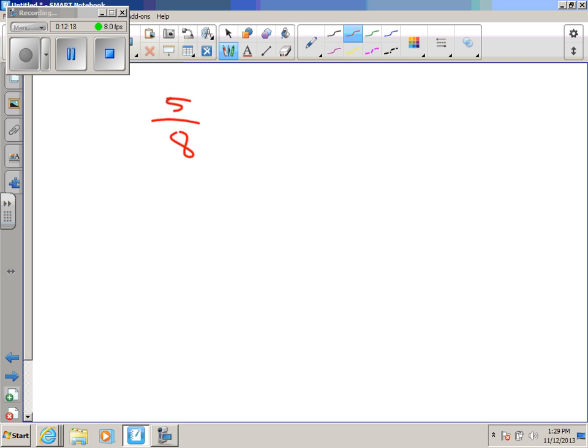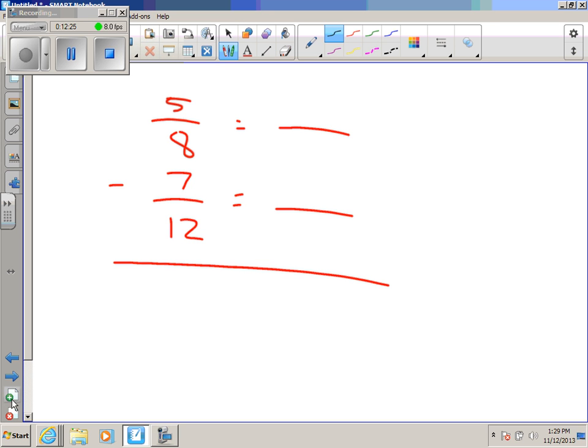5/8 minus 7/12. Use the 12? No, not for 8. Next multiple. So 8 times 3 is 24, 5 times 3 is 15, 7 times 2 is 14. 15 minus 14.